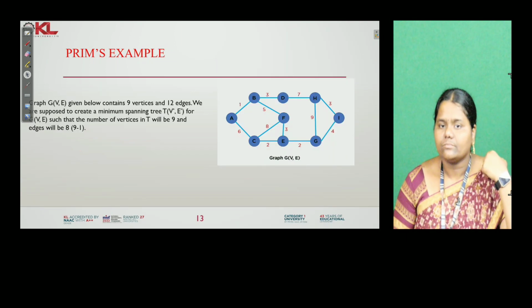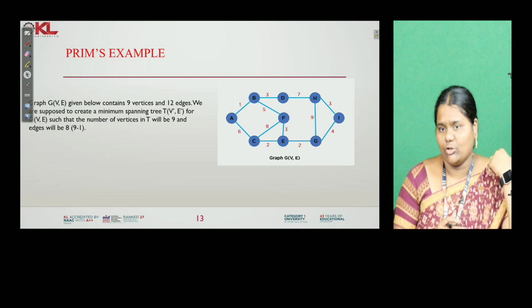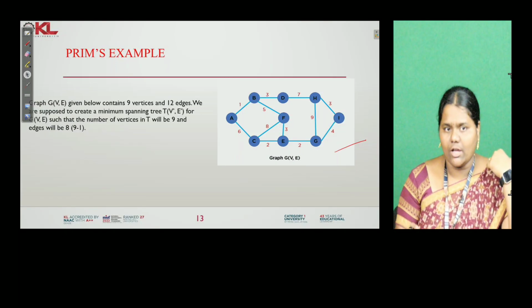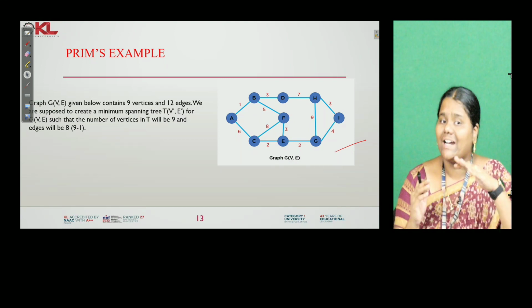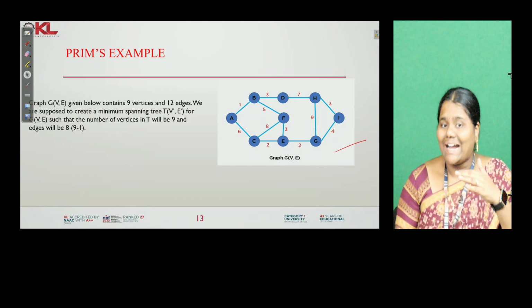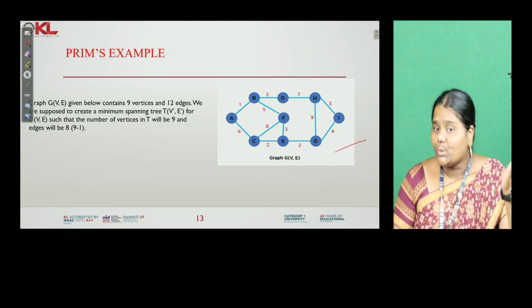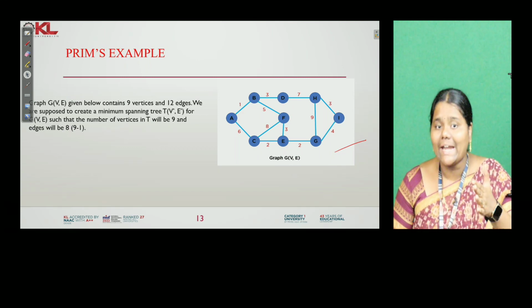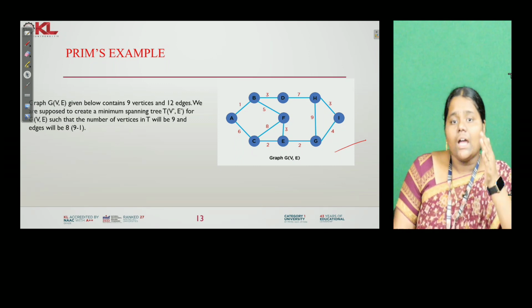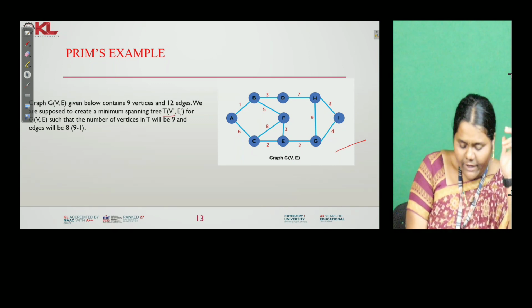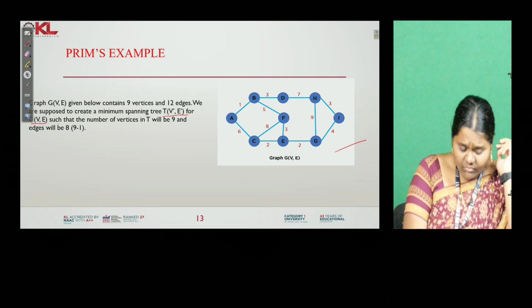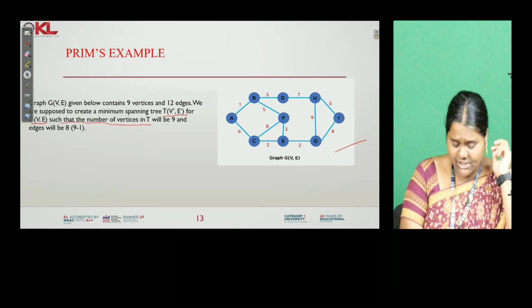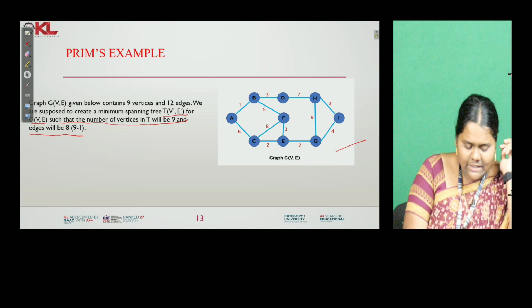Now see the example for Prim's algorithm. So, this is the graph we have to take for Prim's algorithm. The graph G(V, E), vertex comma edge, given below contains 9 vertices and 12 edges. We are supposed to create a minimum spanning tree T(V, E) for G(V, E) such that the number of vertices in T will be 9 and edges will be 8.